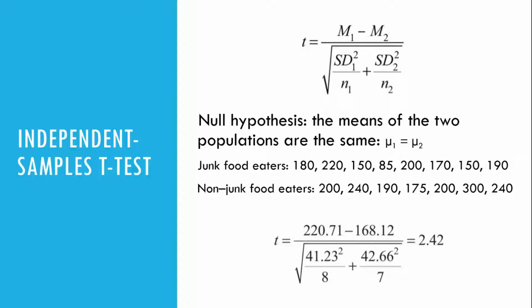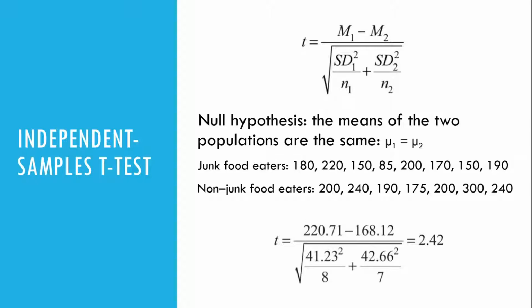The mean for the non-junk food eaters is 220.71 with a standard deviation of 41.23. The mean for the junk food eaters is 168.12 with a standard deviation of 42.66. He can now compute his t-score as shown at the bottom of the screen. If he enters the data into one of the online analysis tools or uses Excel or SPSS, it would tell him that the two-tailed p-value for this t-score with 13 degrees of freedom is 0.015.